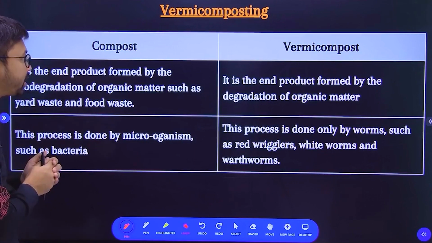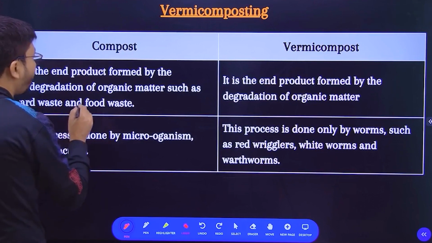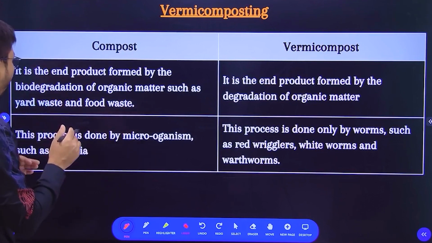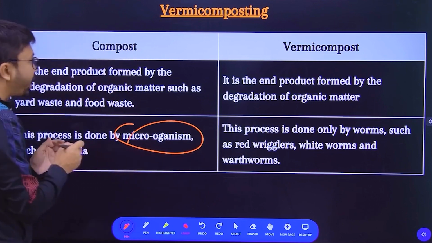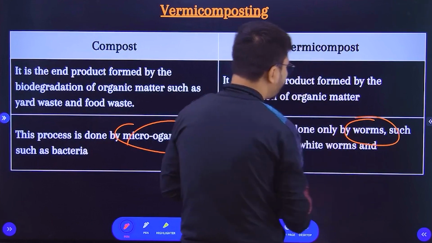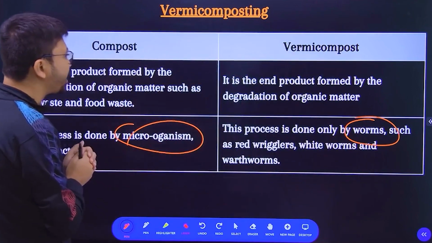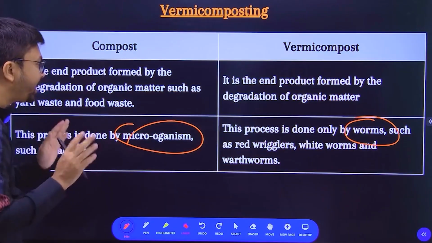Now, if you compare composting and vermicomposting, two basic differences are there. Organic matter will be used, and basically here you will use microorganisms to get rid of the waste materials, and here you will use earthworms, right? So those are the basic differences. And composting will be a little bit slow, vermicomposting will be faster.